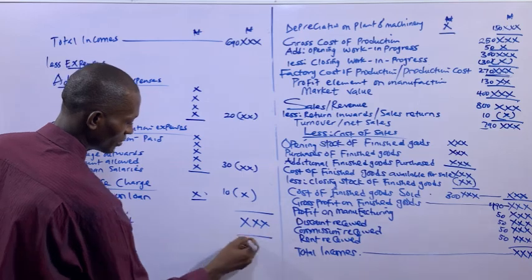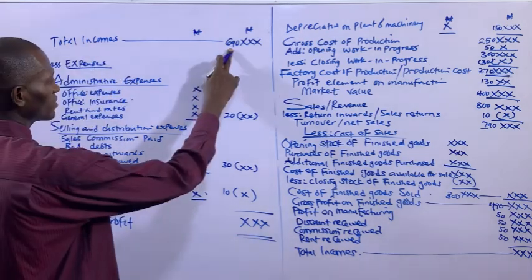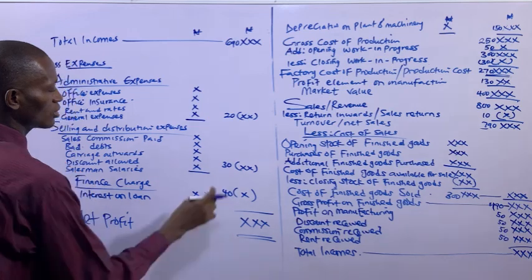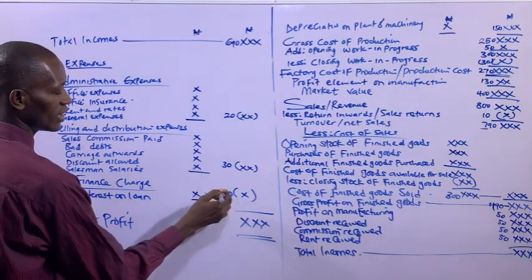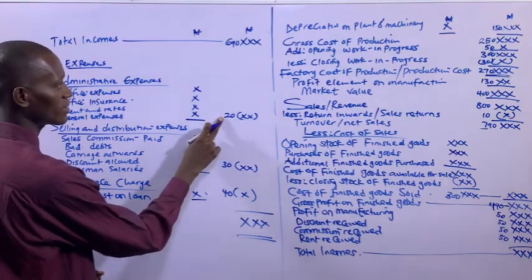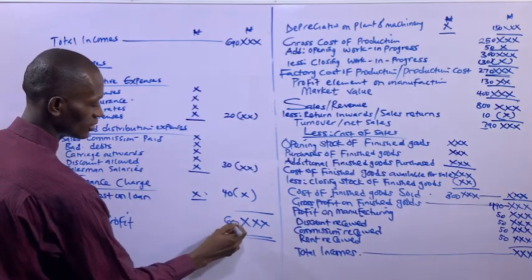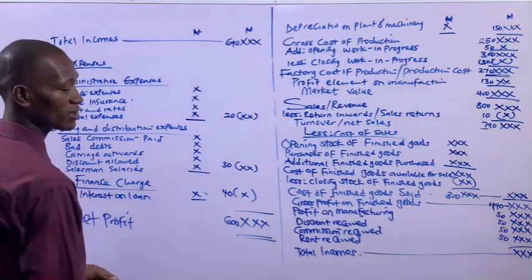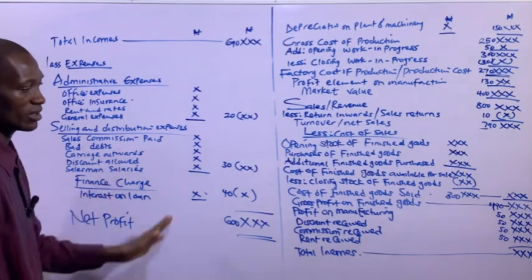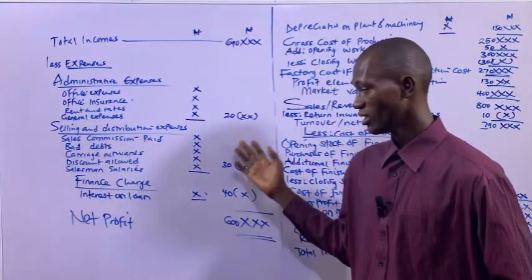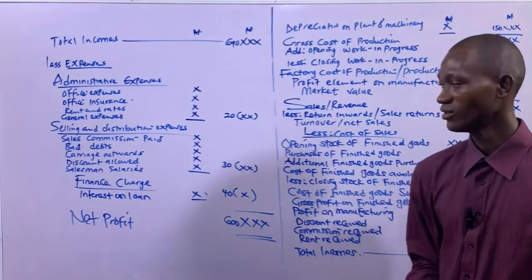So net profit. So what's our net profit? 690 minus, okay, let's say this is 40. So 40 plus 30, that's 70, plus 20, that's 90. So 690 minus 90, that gives you 600. So our net profit is 600 for the business in question. So I hope this is understood.